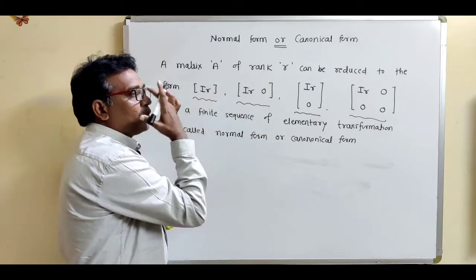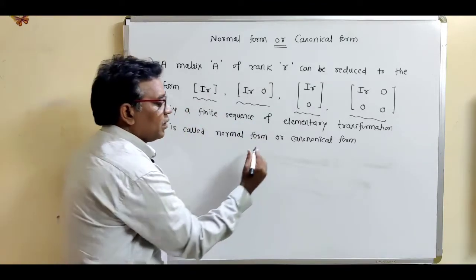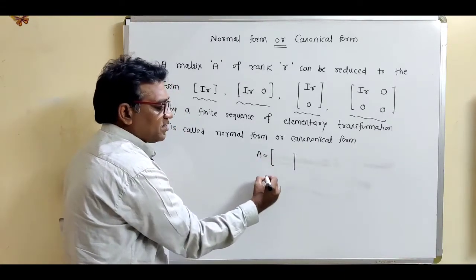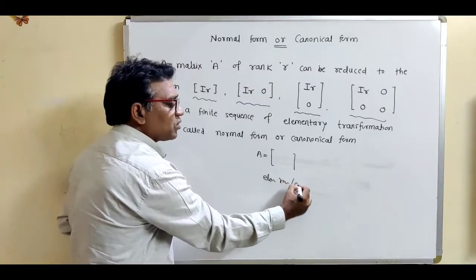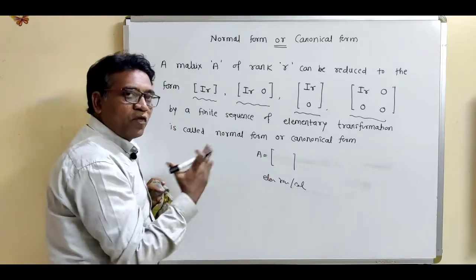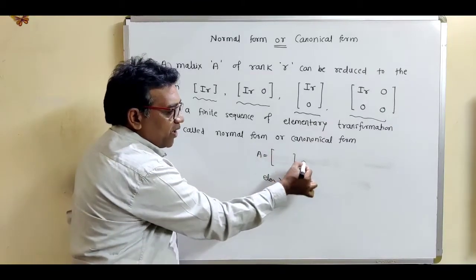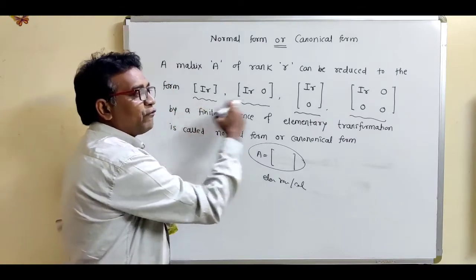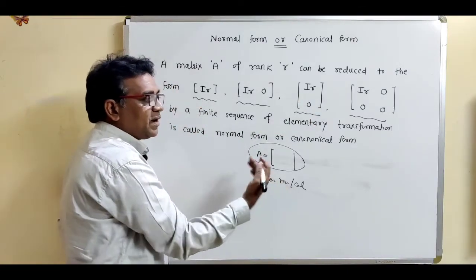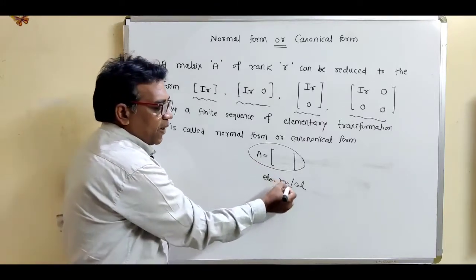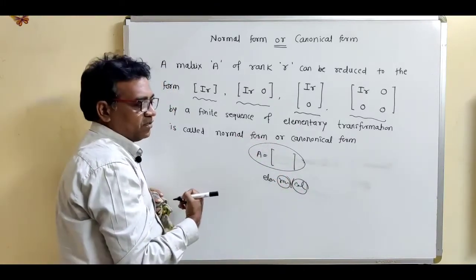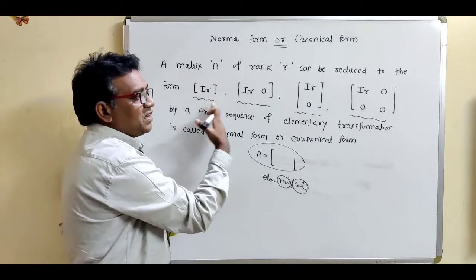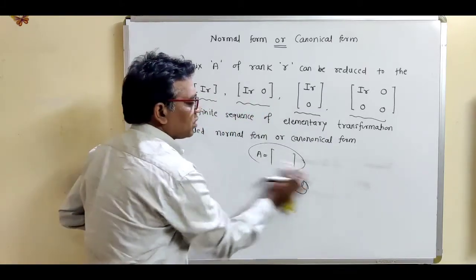So see, what is the definition of normal form or canonical form? We can reduce any matrix by applying some elementary row as well as column operations. If we are given some matrix A, then we can reduce this matrix A to these 4 forms by applying some elementary transformations. Just apply row transformations as well as column transformations and reduce the given matrix to one of these forms. Then these forms are called the normal form or the canonical form.